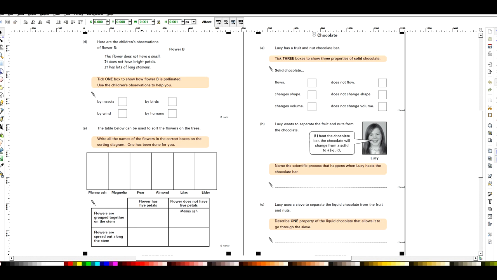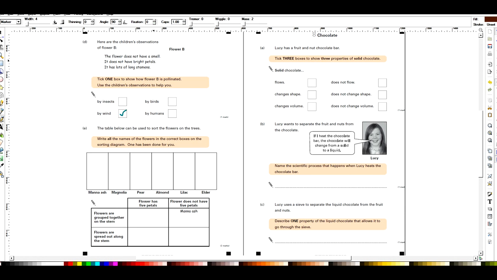Come on. Okay. Here are the children's observations on flower B. The flower does not have a smell. It does not have bright petals. It has lots of long stamens. Tick one box to show how flower B is pollinated. If it's a long stamen, it'll be pollinated by the wind.